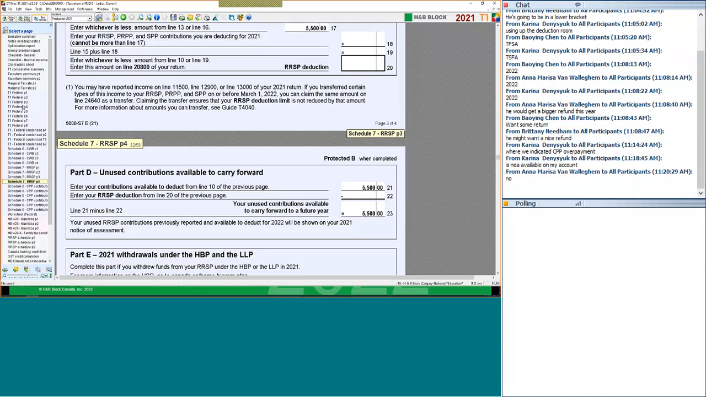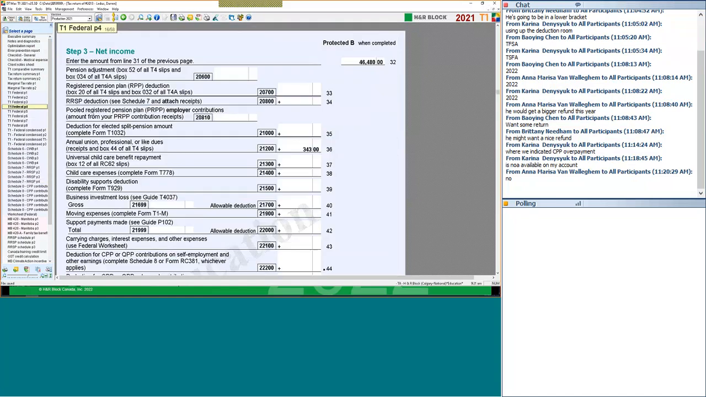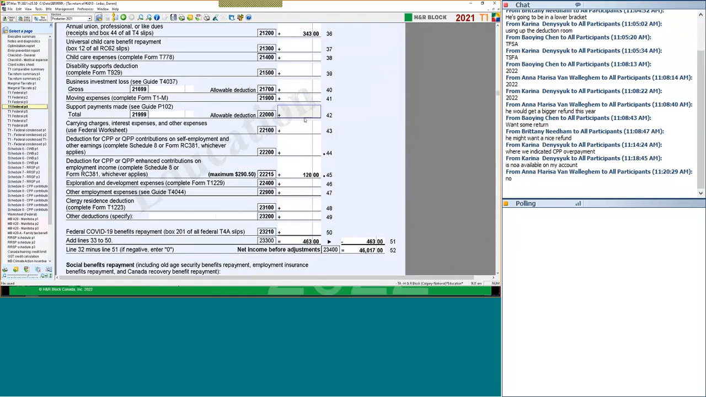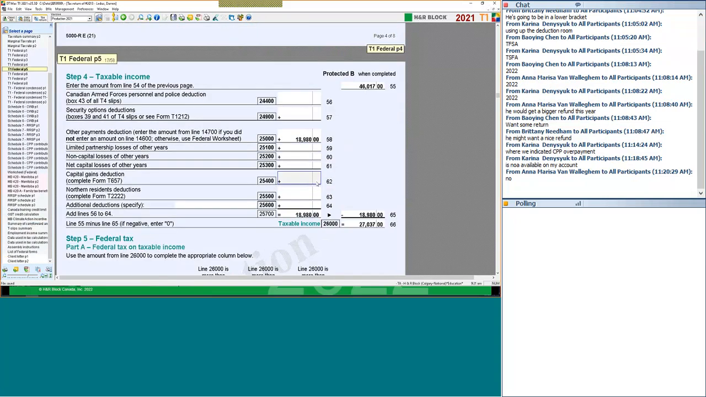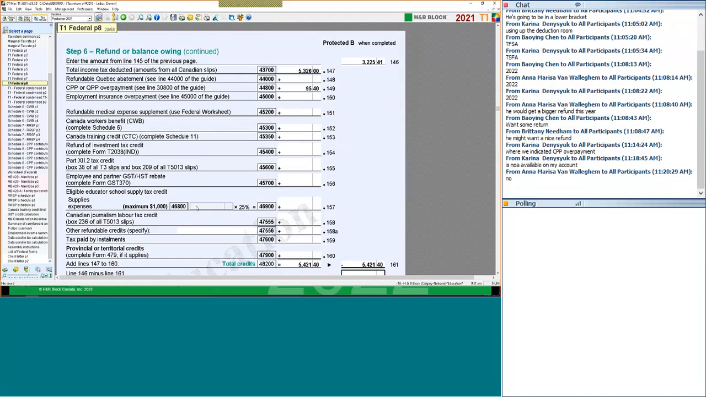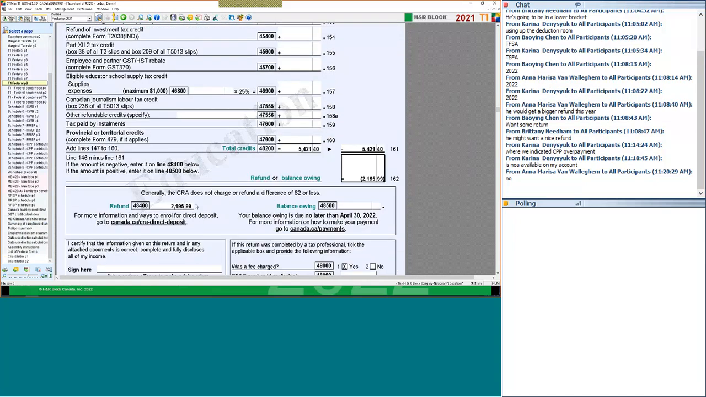Okay, now if I do this, it's going to change everything on the return. You're going to notice there's no deduction on net income, which means his net income is higher by $5,500. His taxable income is higher by $5,500. Everything is higher. So what happens to the refund? It was $3,600 roughly. Now it's almost $2,200. So he's definitely going to get less money this year. The reason we will do this, though, is he'll get more next year.